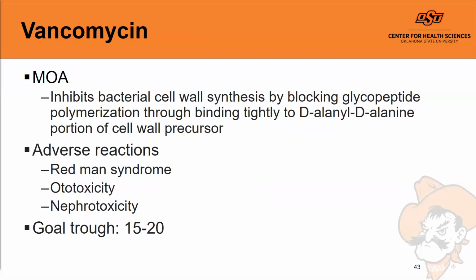Ototoxicity and nephrotoxicity can be seen with this as well. It's important to monitor kidney function when patients are on this. Vancomycin requires monitoring through troughs. There is a new dosing method using area under the curve in pharmacokinetics, which some institutions have moved to. There's just not enough evidence for all indications yet, so we still dose based off of troughs.